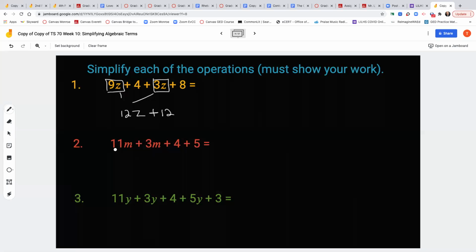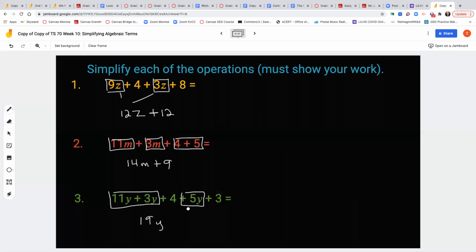The next one, I've got 11m is a like term to 3m. 11, 12, 13, that's 14m. And then I'm looking at what I have left here. They're both positives, so it's +9, because these combine here. In the next one, 11y plus 3y. There's 2 there, but I'm just looking at the rest of the expression. There's a 5y over here, and it's a plus 5y. So I'm going 11, 12, 13, 14 plus 5 is 19y.